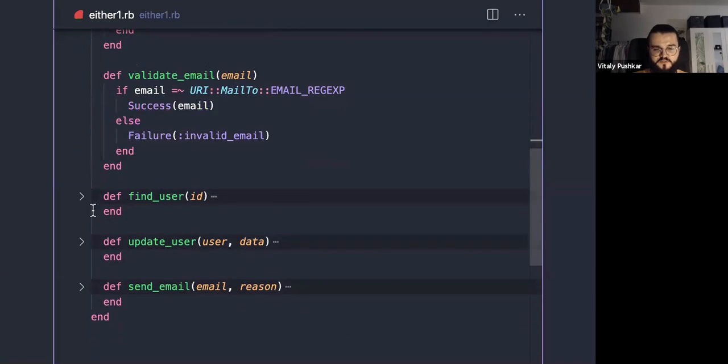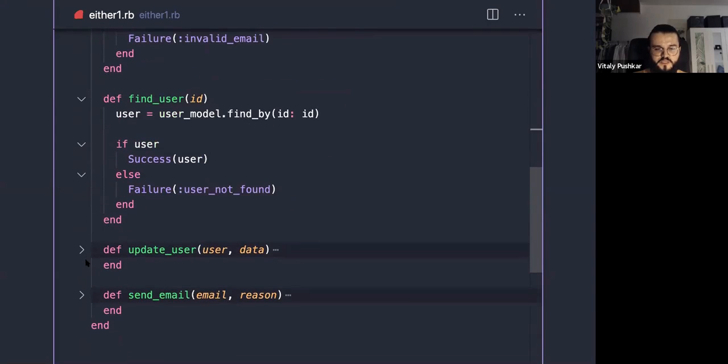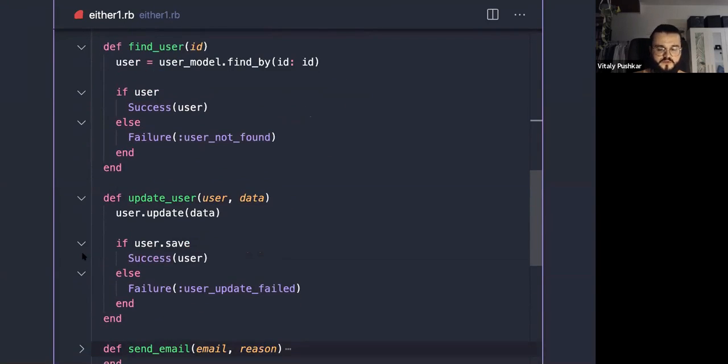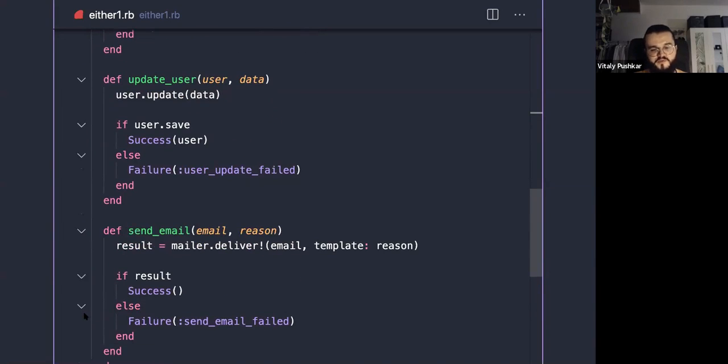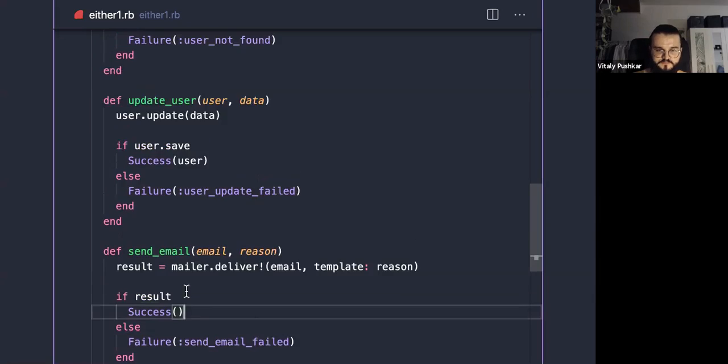It can be any object or anything that you need later. And it's similar for all the methods here. If it's successful, return success with the value inside. If it's a failure, return the failure with whatever you want inside. And you can also return just an empty success if there is no value, if the method doesn't return anything but just has some side effects.